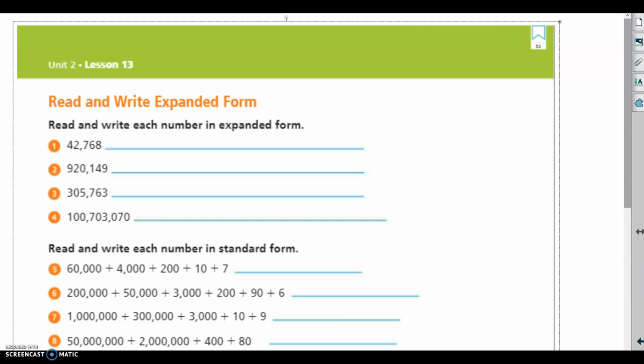All right, please grab your textbook and open it to page 82. Have your pencil handy, and if you have a place value chart, that might come in handy too.